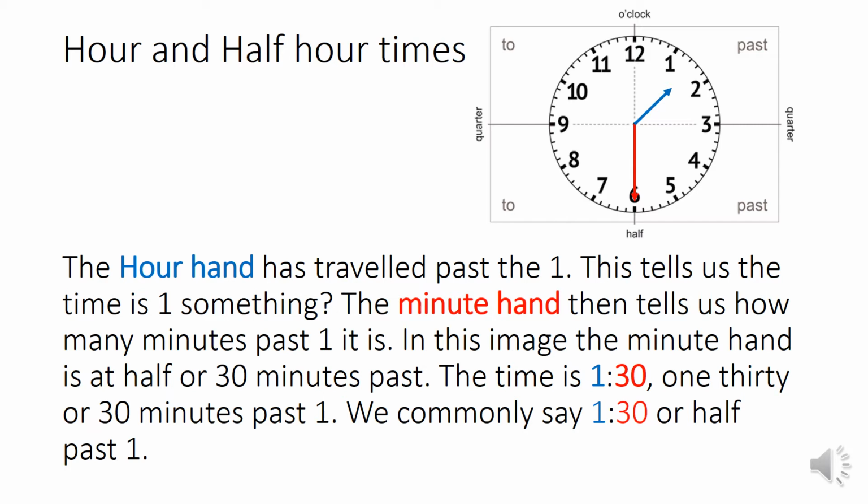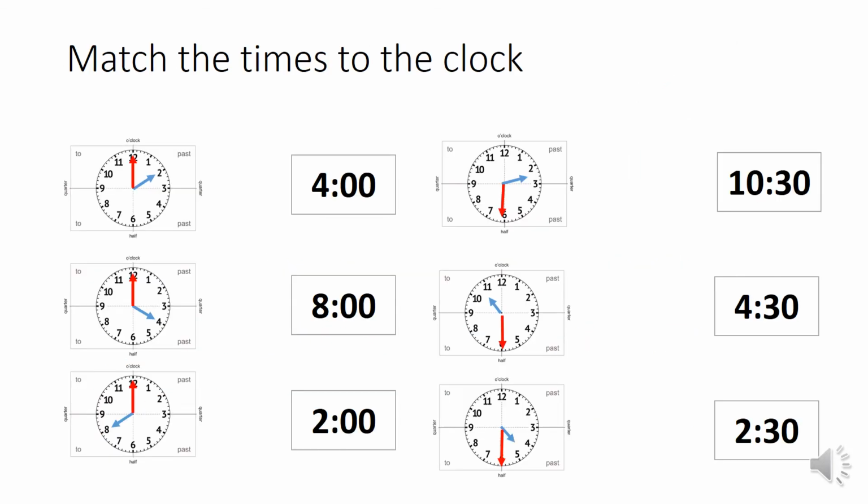Between the 12 and 1, there are little black dots, they indicate a minute. How many between 12 and 1? 1, 2, 3, 4, 5. So there are 5 minutes between each number in bold. So if we go round, 5, 10, 15, 20, 25, 30 minutes past 1.